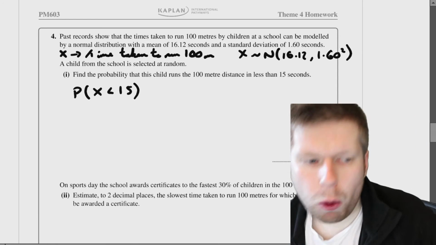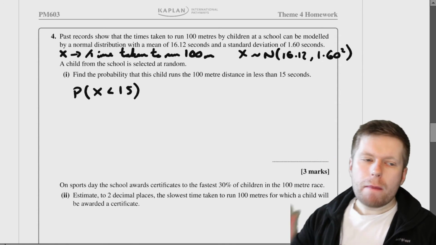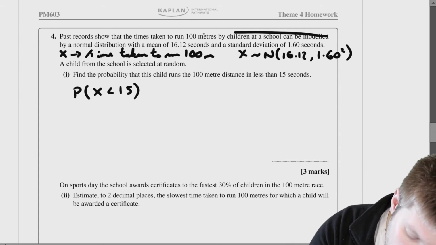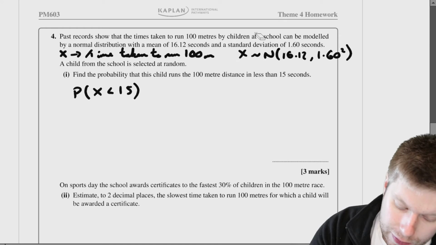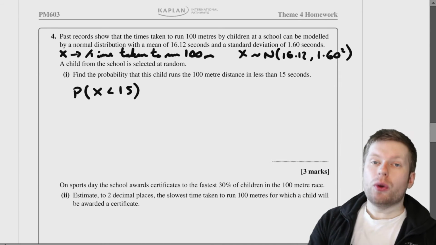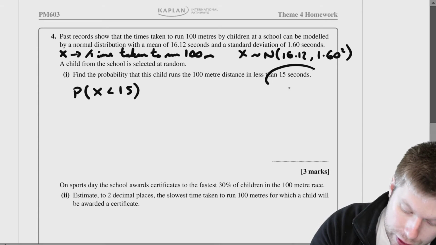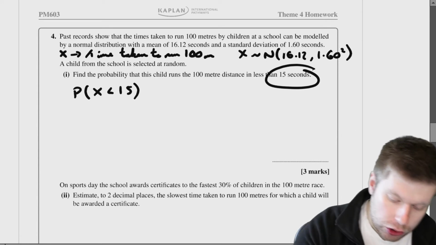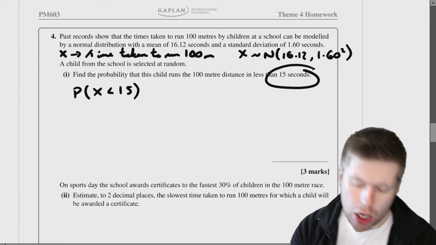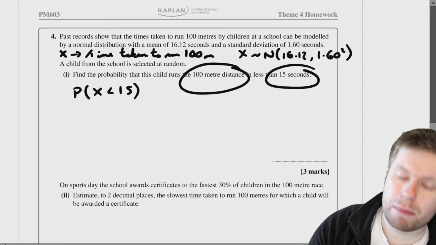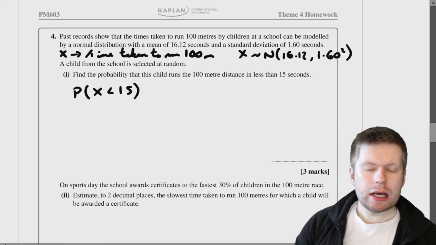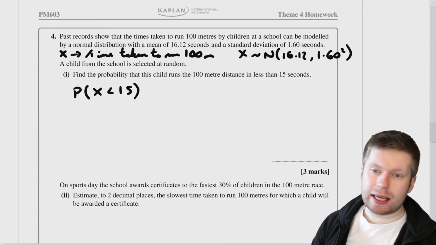Now just really watch here. It shouldn't ever be an issue, but always watch that your units are consistent. Because your mean and standard deviation are given in seconds, when you calculate the probability you also need to be working in seconds. And likewise, because your definition is talking in meters, the time taken to run 100 meters, you need to make sure that you're talking in meters down here as well. It's just something to watch. Okay, fine. So what's the probability that x is less than 15 given this distribution?